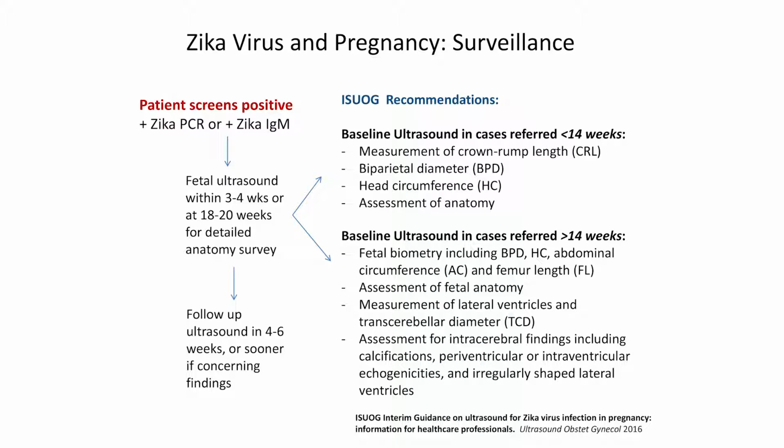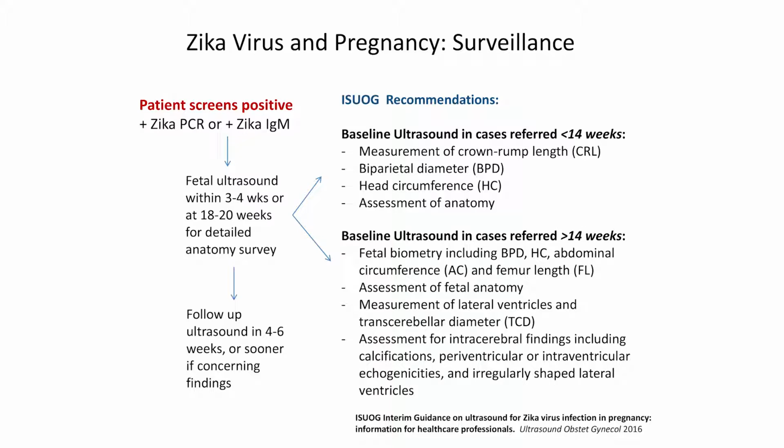We do the measurements of the head, the abdomen, and the femur, but we also want to look at the brain, right, because there are mostly brain abnormalities. So the ventricles in the brain, we want to measure the cerebellum, and we want to look for calcifications in the brain. Calcifications both in the brain and around the ventricles are very common. We see that with cytomegalovirus, very distinct bright spots in the brain. If there are no abnormalities on the ultrasound, you have to follow up in 4 to 6 weeks. If the ultrasound looks abnormal, you have to repeat sooner and obviously have a consultation with maternal fetal medicine and make a plan.